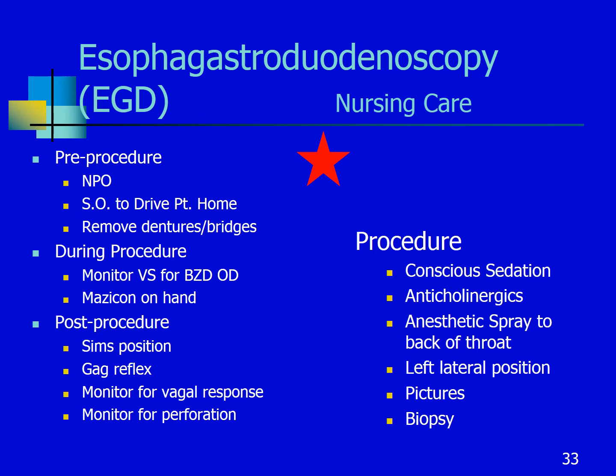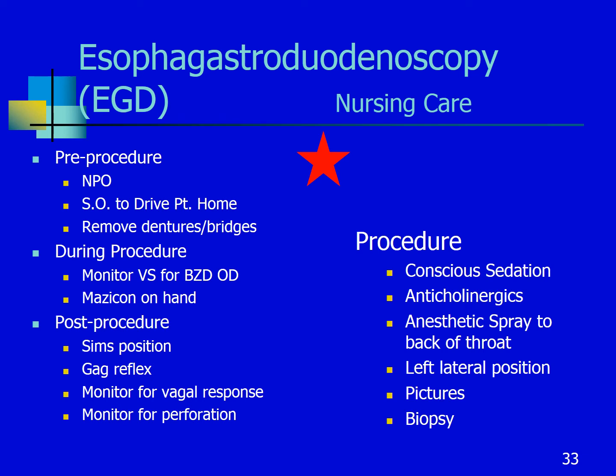So before the procedure, we make them NPO. If it's outpatient, somebody needs to drive them home, right? Remove anything that can interfere with inserting the probe, so dentures, bridges. During the procedure, they're monitoring the vital signs. After the procedure, Sims position, make sure that the gag has returned, monitor for vagal response, monitor for perforation, right?